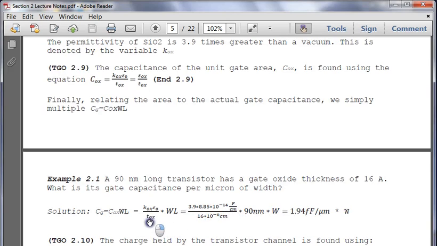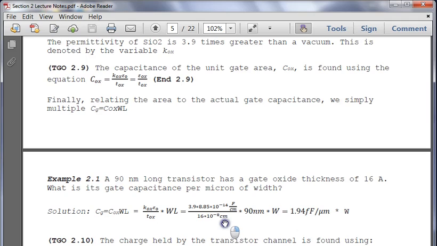Now, the gate oxide thickness here is actually given as 16 angstroms. So we multiply 16 times 10 to the negative 8 centimeters. We specifically do this because of the unit that is given. An angstrom is 10 to the negative 10 meters, but then we multiply by 100 and you get 10 to the negative 8 centimeters. So now we have 3.9 times 8.85 times 10 to the negative 14 divided by 16 angstroms, 16 times 10 to the negative 8. Now, next we have length and width, right?